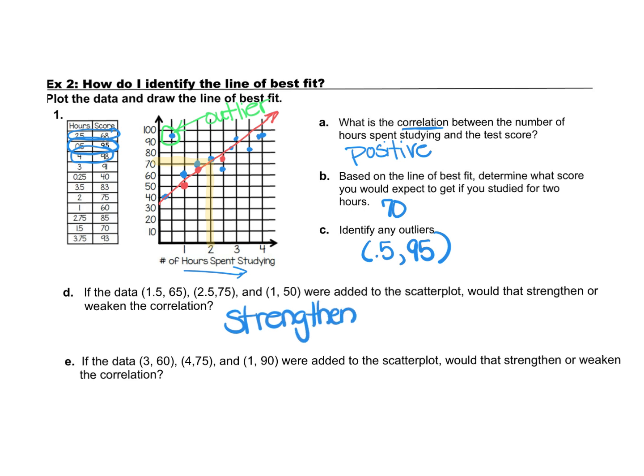Now, I would like for you to plot the next 3 points and then determine if you think that these are going to strengthen or weaken the correlation. So pause the video, plot these 3 points, and then let's come back and check your work. All right, so taking a look at these points that have been plotted here, notice how they're not super close. I mean, they're not horribly off, but they're not super close. And so this would weaken the correlation.